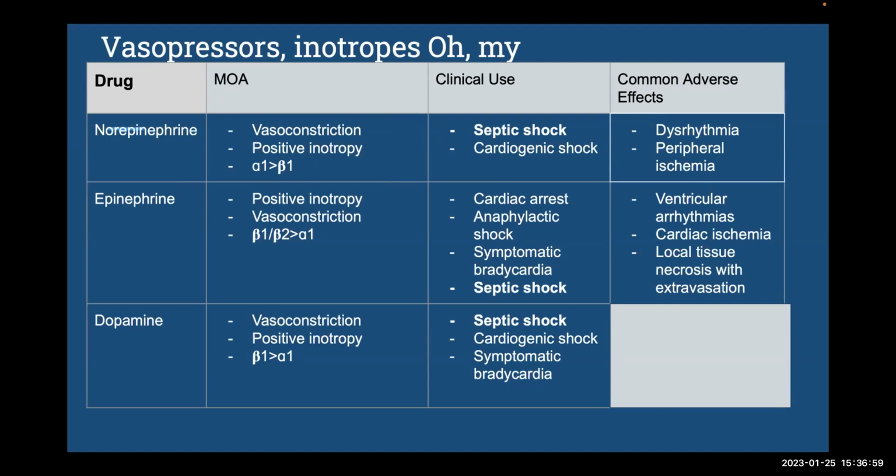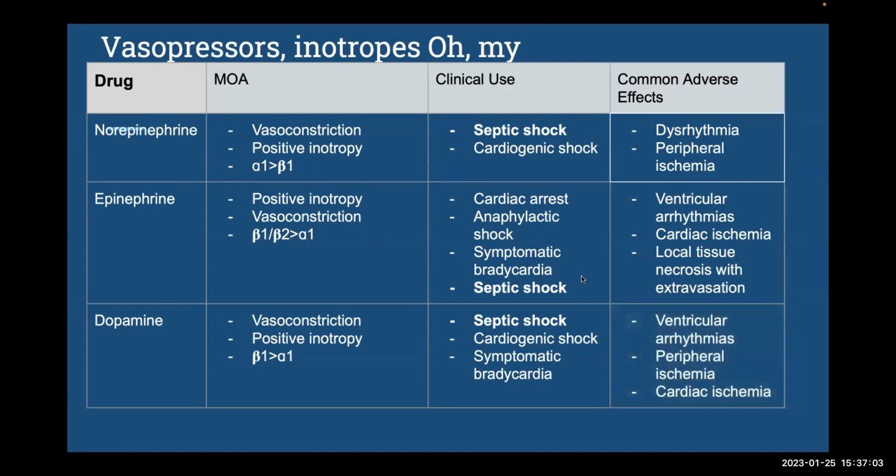Okay, just for time's sake. So again, big one with the heart: ventricular arrhythmias, peripheral ischemia, cardiac ischemia. It is nice that a lot of the vasopressors have very similar adverse effects. It's more of just understanding which ones are more likely.